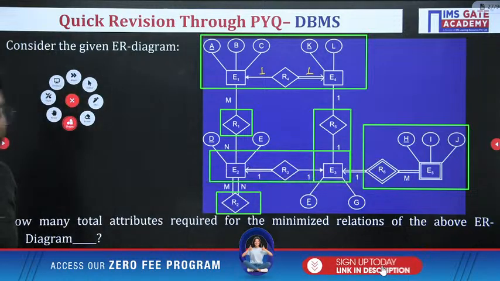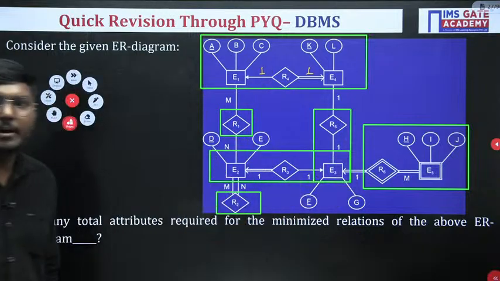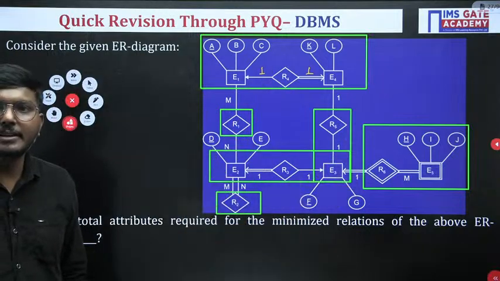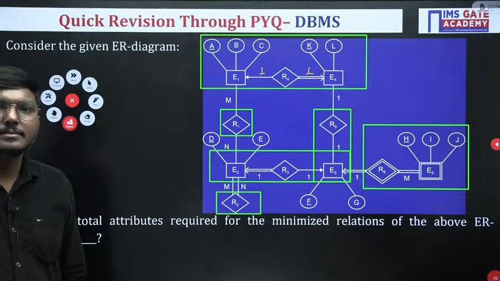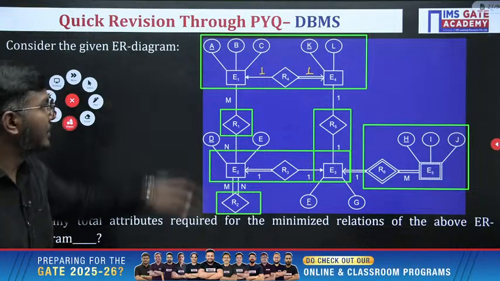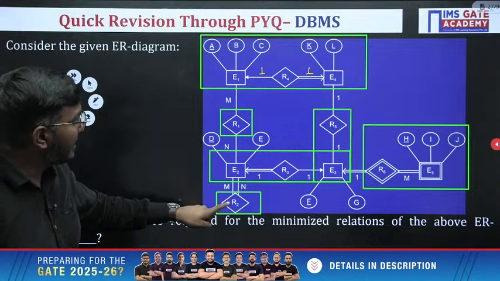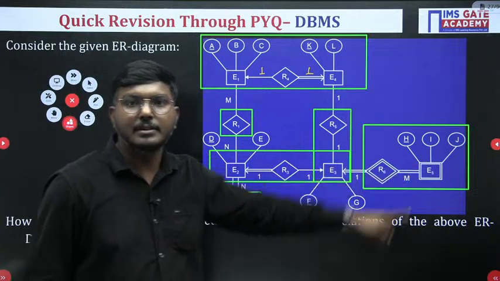8 tables. 1, 2, 3, 4, 5. How are there 8 tables? Only 5 tables. 1, 2, 3. This complete is 3 tables, and here is our 4, and last one is 5.